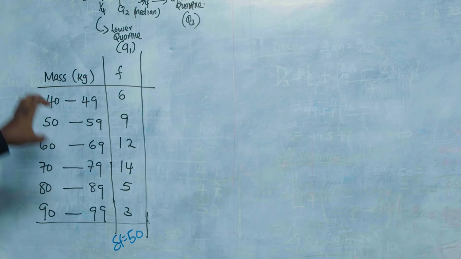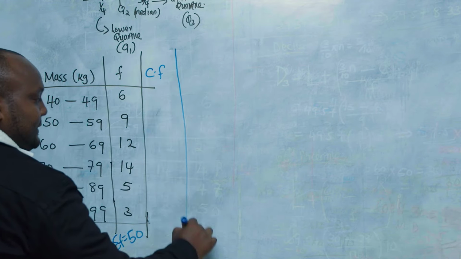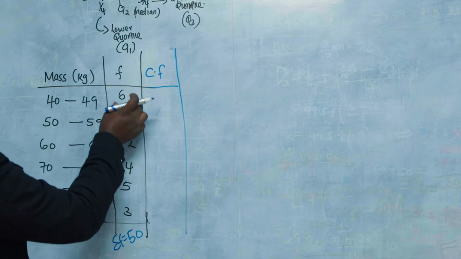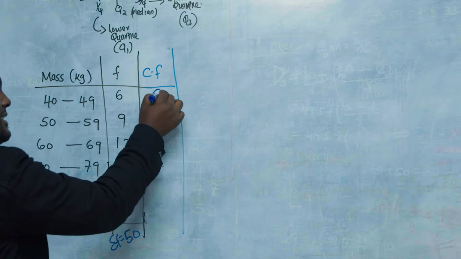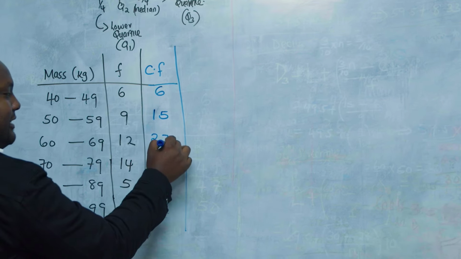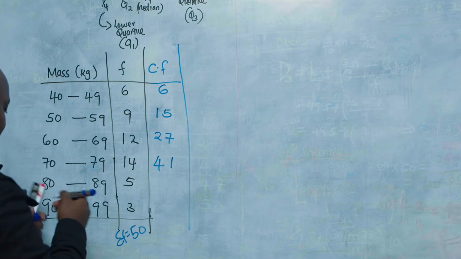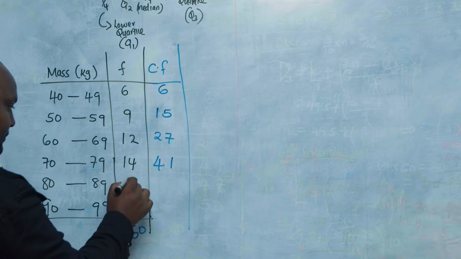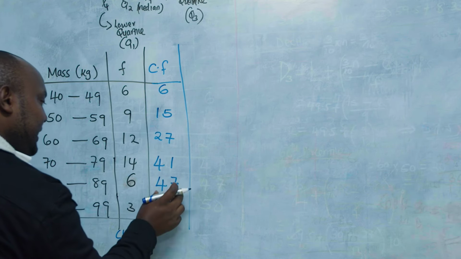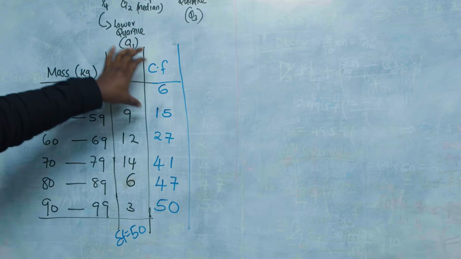As I said, when you ask for the median, we only introduce one column. We call it cumulative frequency. I explained this further in my video number 5. So in this case, the frequency of the first one is 6. You keep on adding. You add the next frequency of 9 to get 15. You add 12 to get 27. You add 14 to get 41. Then the next one was 6, sorry. So 41 plus 6 gives 47. And 47 plus 3 gives 50. So you only need to introduce the cumulative frequency.